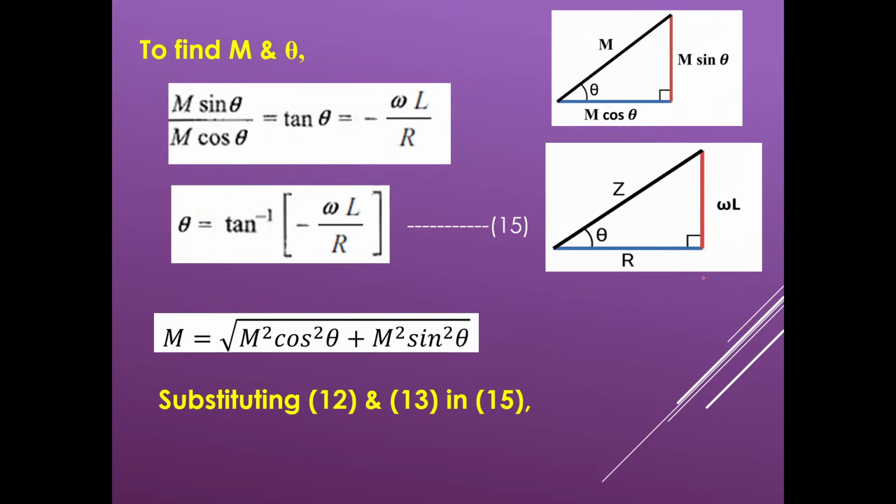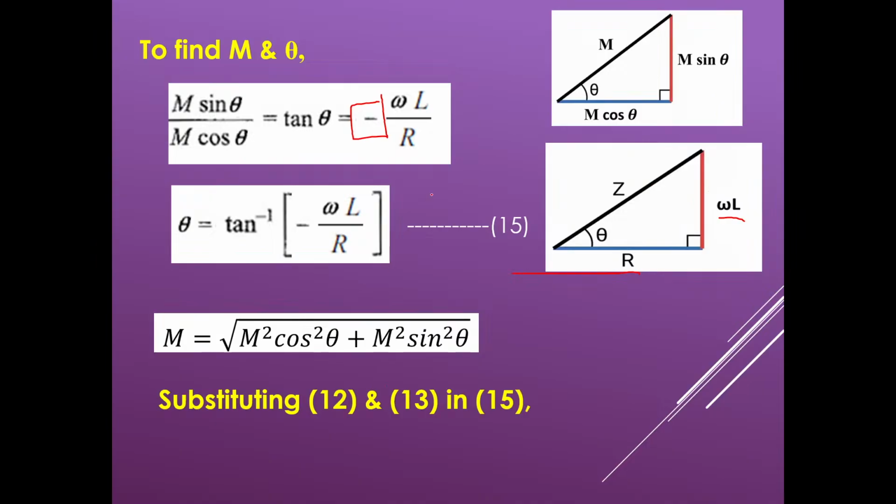From the impedance triangle, what is opposite? Omega L. What is base? R. So tan theta is equal to omega L by R. Here I have written minus. From the impedance triangle, you won't be able to write the minus or plus symbol. So why have I written minus?